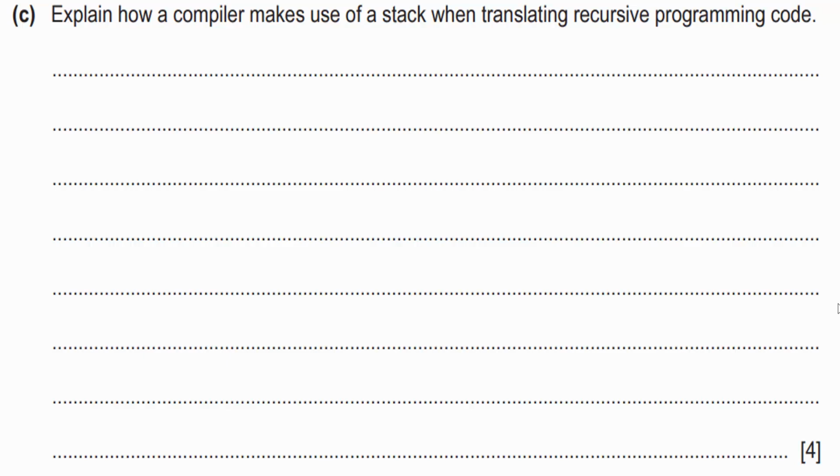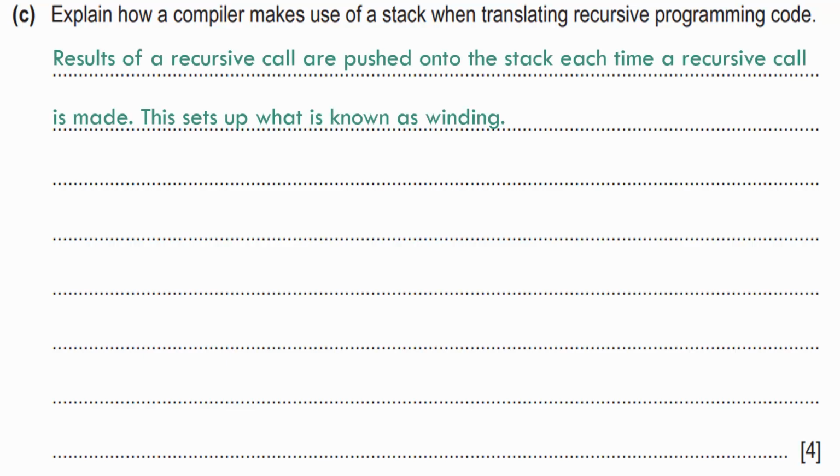and I'm going to start working on this new recursive call. Starts going through the code, encounters another recursive call. It says, let me stop where I am. I'm going to take this one. I'm going to add it to the stack over here where the other one was, and I'm going to keep working on this one. Well, that keeps happening until the base case is reached. So the results of a recursive call are pushed onto the stack each time a recursive call is made. And we call this winding. We keep winding until we reach the base case.